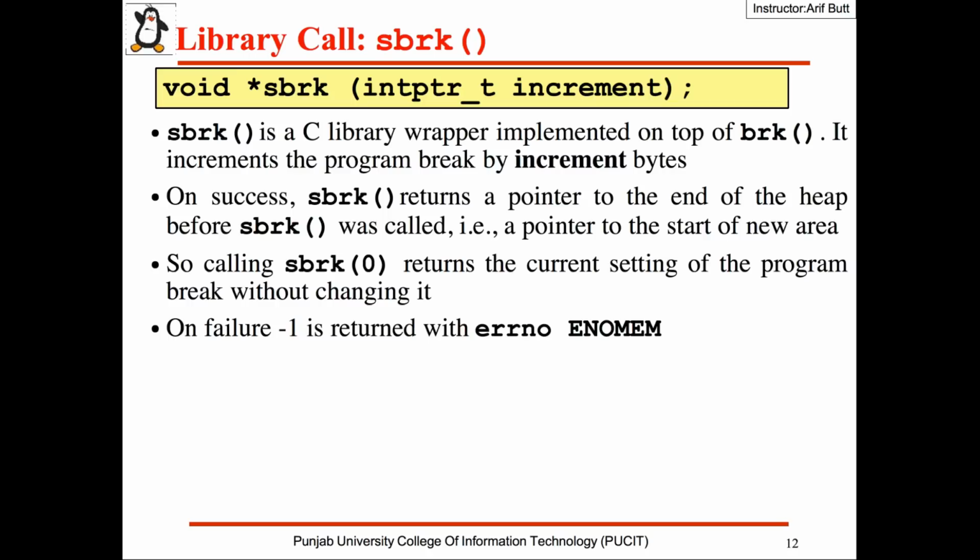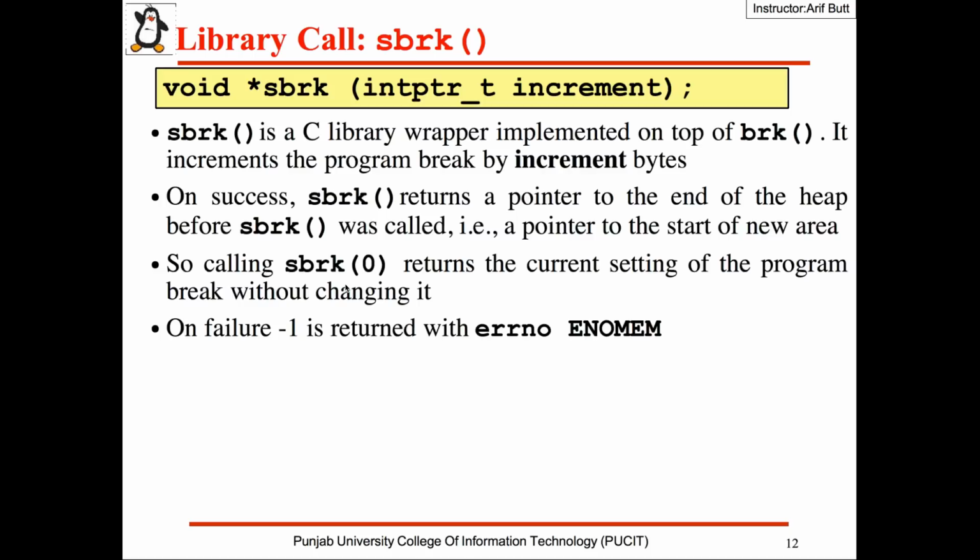sbrk is another C library wrapper that is implemented on top of brk. It is simpler, as it increments the program break by this many bytes, and on success it returns a void pointer that points to the end of the heap before sbrk was called. I will be using sbrk and passing it 0 to get the current setting of the program break, and of course it will not change the brk.